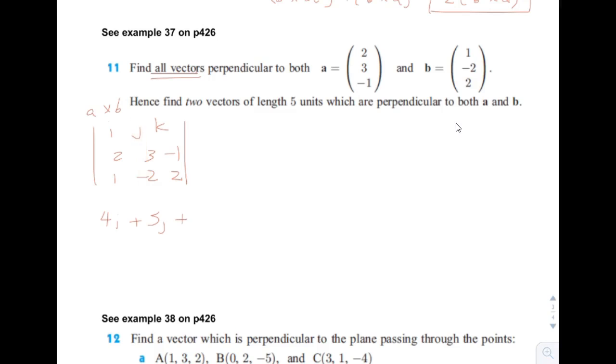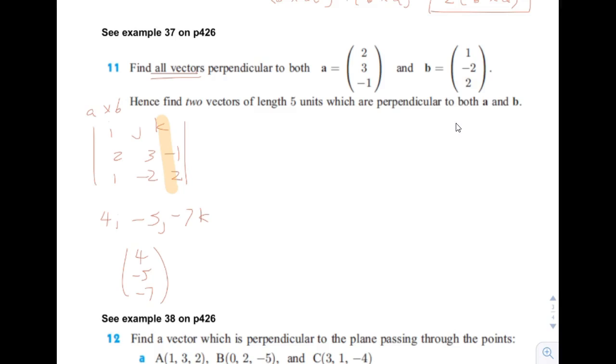And then actually, I need to take the negative of that because the middle component is always minus, right? And then last of all, I am going to cover that one up, and I'll end up with negative 4 minus 3, which is negative 7K. Okay. And so this is a vector that is perpendicular to both vector A and vector B.